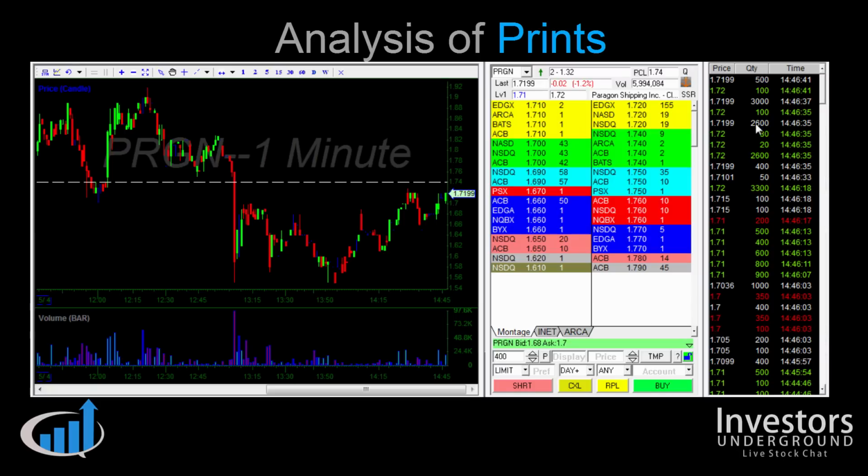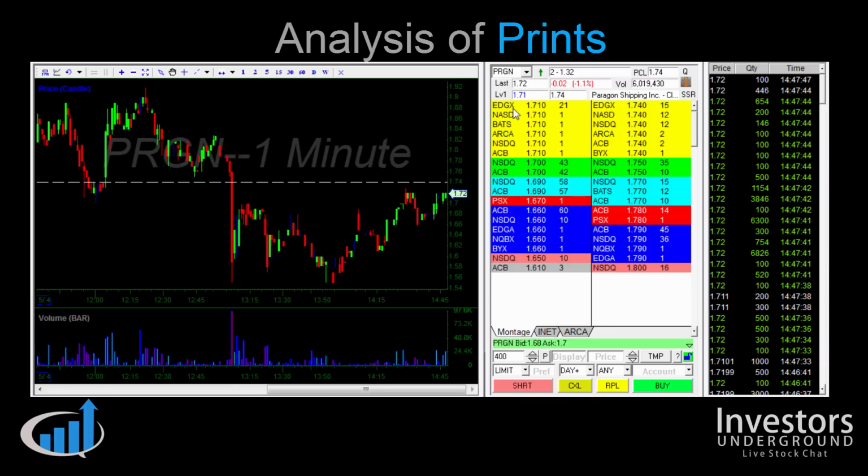Now you can see all these prints come through here. The green prints mean that the transaction took place on the offer. So a green print means that someone came in and bought it from the offer. A red print means someone sold it to the bid. And everyone always asks me, if red is printing a lot, they're like, oh, there's lots of sellers, right?